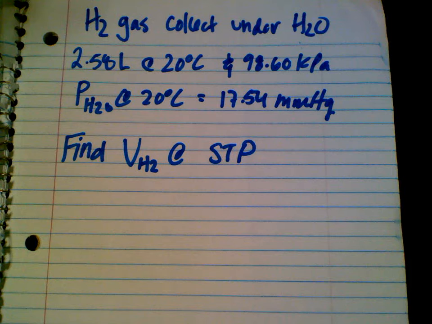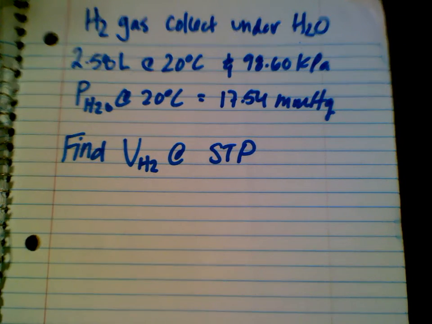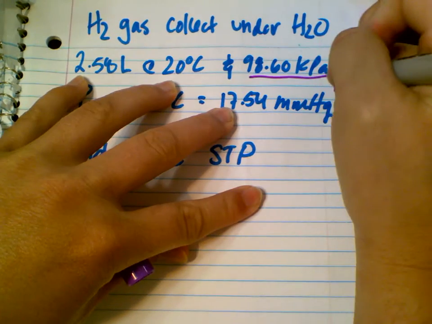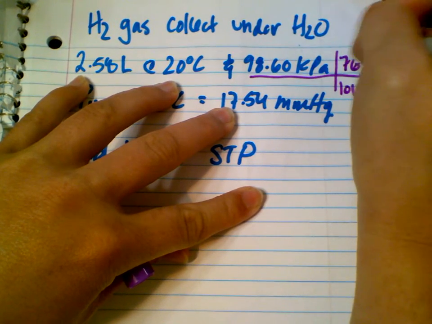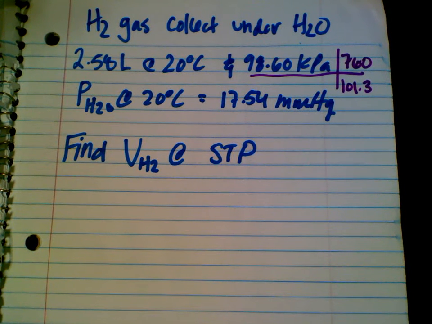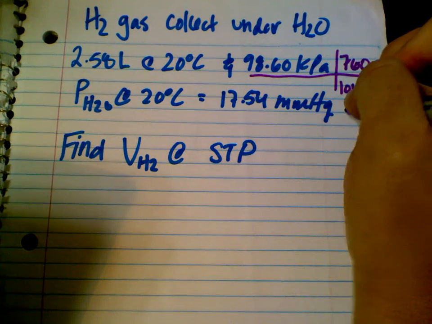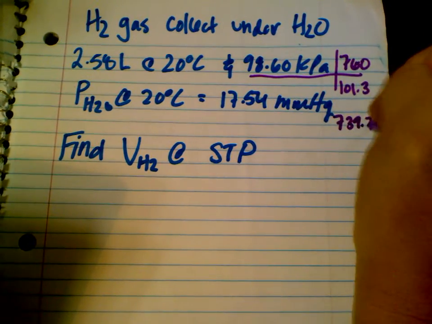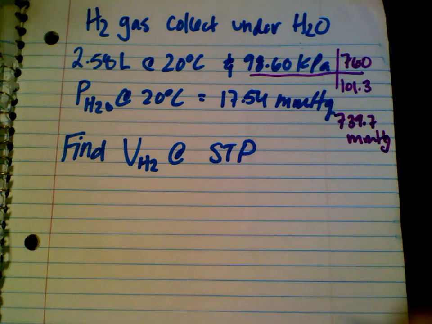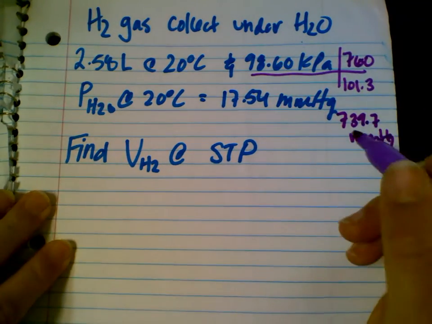So what I need to do is convert these pressures to the same unit. I don't really care which one. I'm going to convert my kPa to millimeters of mercury. So I'm going to go ahead and take this and divide by 101.3 and times by 760. I'm going to put that in my calculator. And I get 739.7 millimeters of mercury.